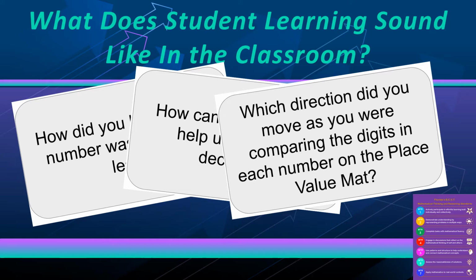Finally, we see a question asking students which direction did they move as they were comparing the digits in each number. Students should be able to explain the process of comparing numbers by starting on the left, starting with that digit in the highest place value, and then moving to the right as they continue to compare the digit and the value of those digits. The conversation from these could demonstrate MTR 1, 2, and 5.